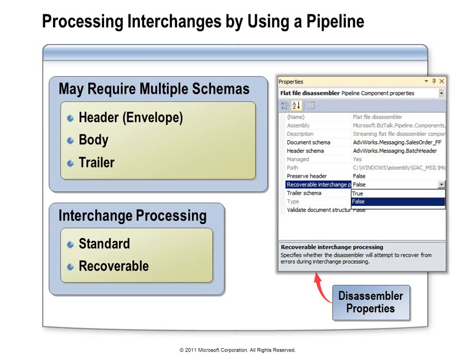BizTalk uses the term interchange to describe a batch of messages. When you enable recoverable interchange processing on a disassembler component, that informs the component to extract the messages independently of one another. So when a message is extracted successfully, that one will be propagated on down the pipeline, and that message will pass through the message box without being suspended. And then when the disassembler encounters an error with a message, it will send that message to the message box, and it will be suspended resumable.